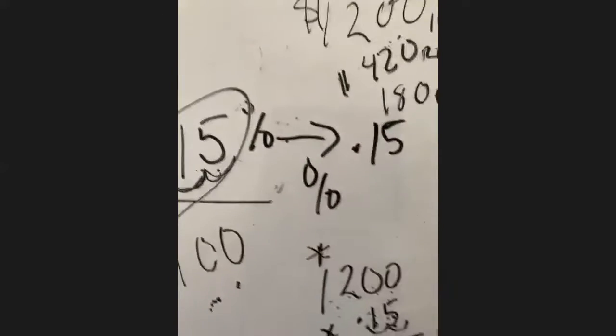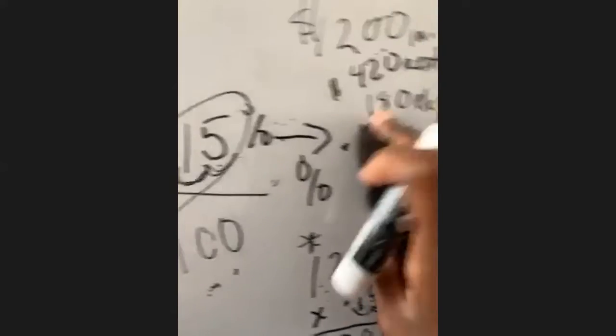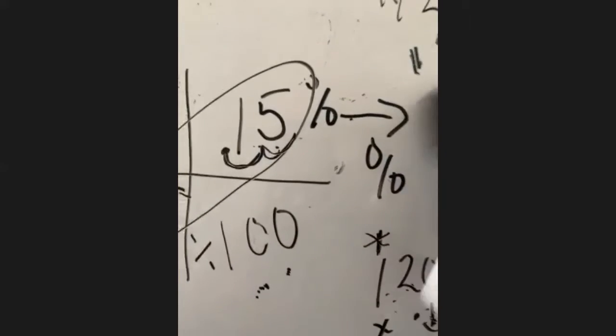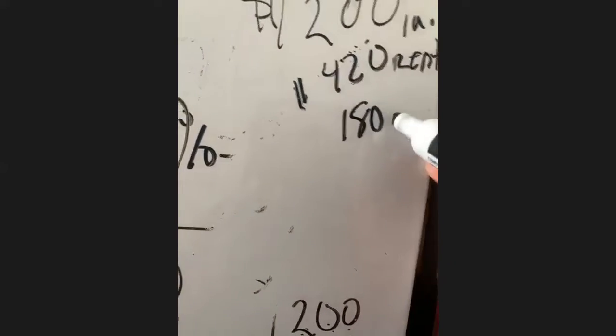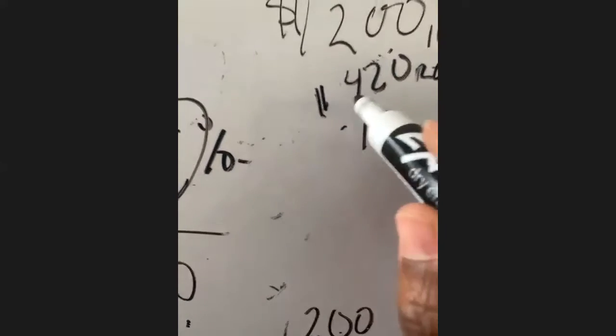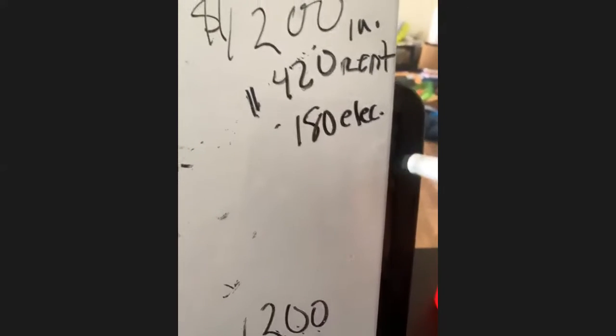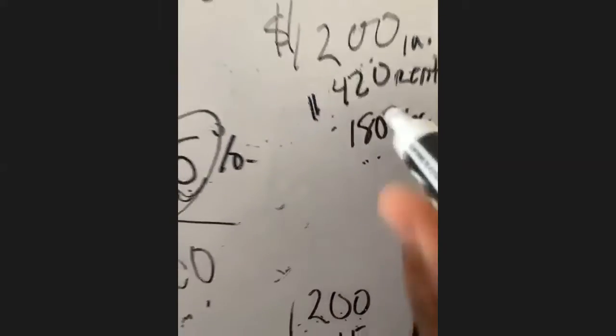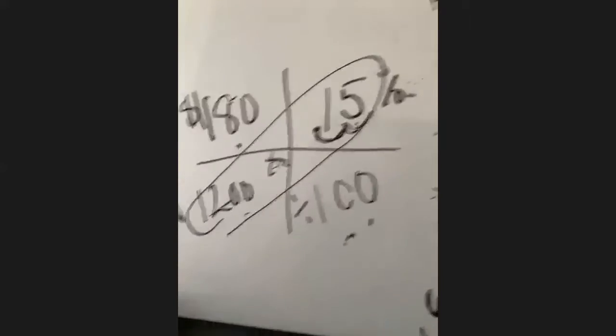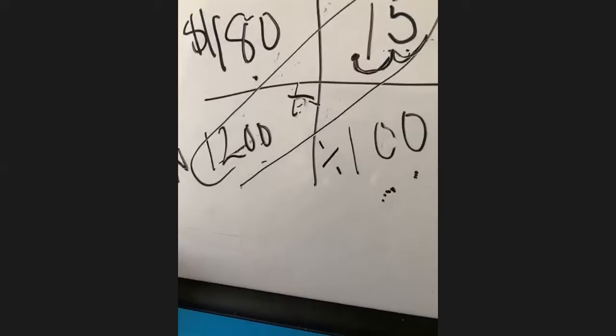We could just say, I kind of want to give myself some space over here. Let's get some space. So we got $180 for electric. Okay, see that? So 420 and then 180 for electric.